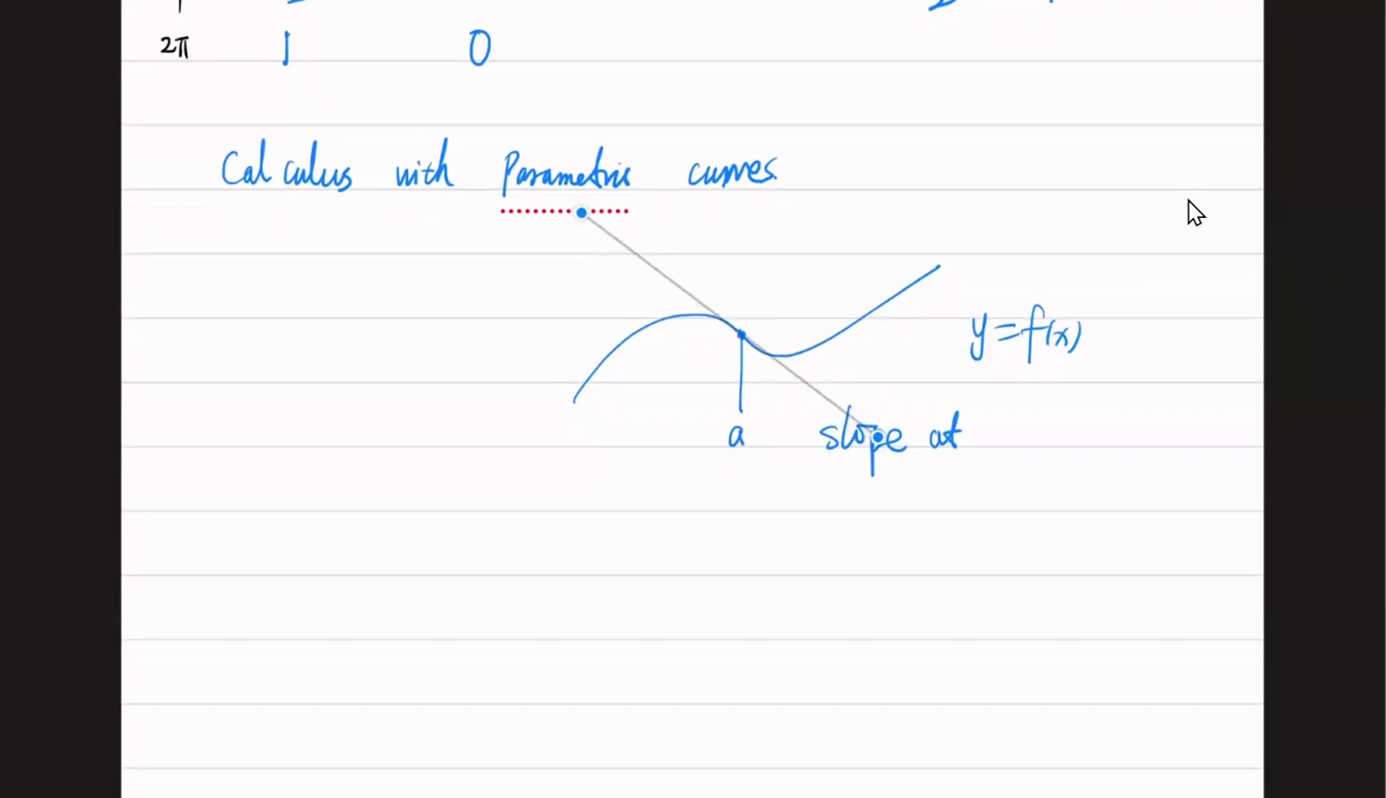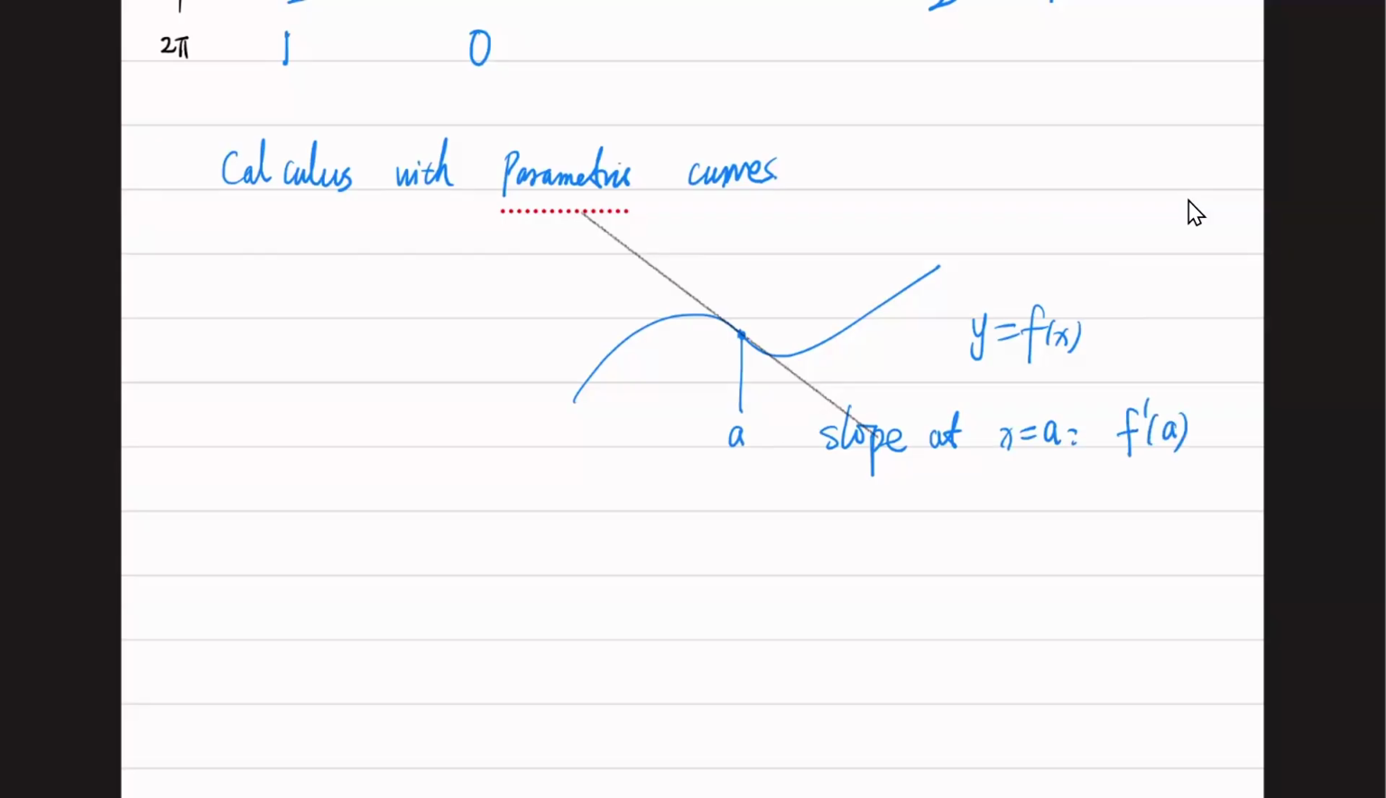Okay, so we draw a tangent line. What's the slope of this line using this function? The limit as h goes to 0 of f of a plus h, minus f of a, over h. Okay, so what's that term? The derivative? Okay, so that's the derivative.